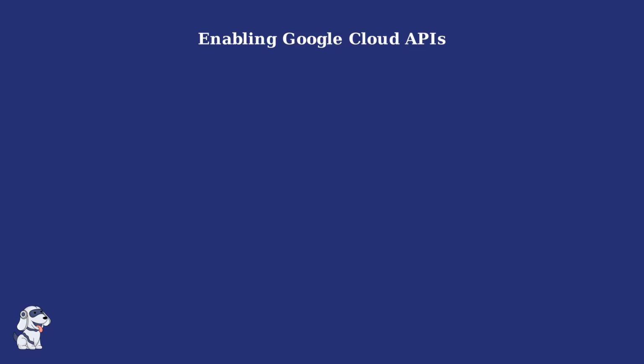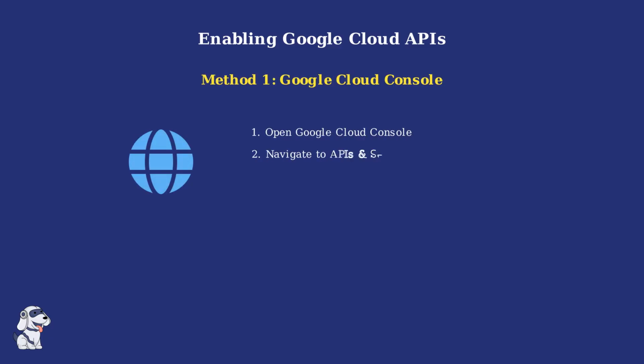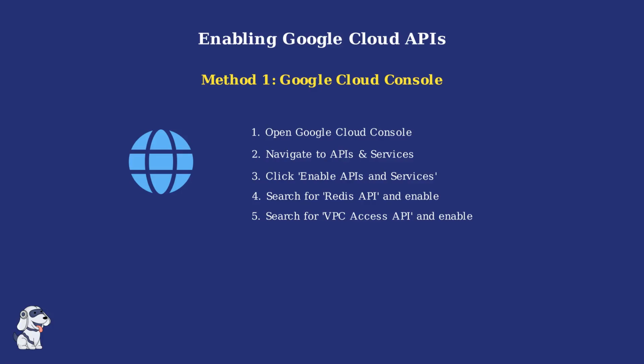There are two convenient ways to enable these APIs. You can use the Google Cloud Console through your web browser, or you can use the gcloud command line tool. Let me show you both approaches. The first method uses the Google Cloud Console web interface. You'll open the console in your browser, navigate to the APIs and Services section, then search for and enable each API individually. This method is great if you prefer a graphical interface.